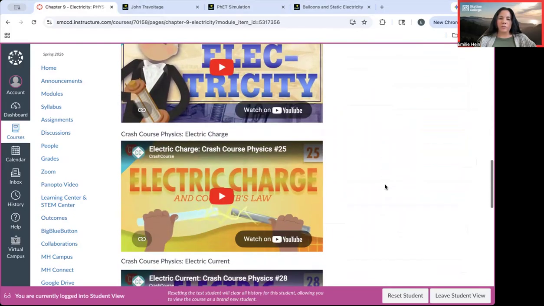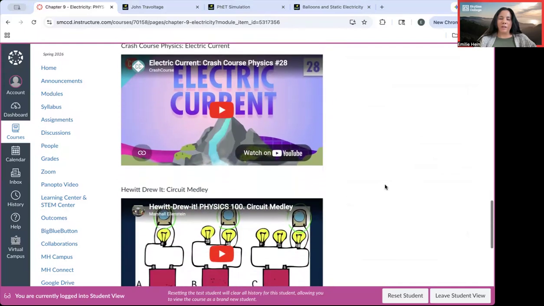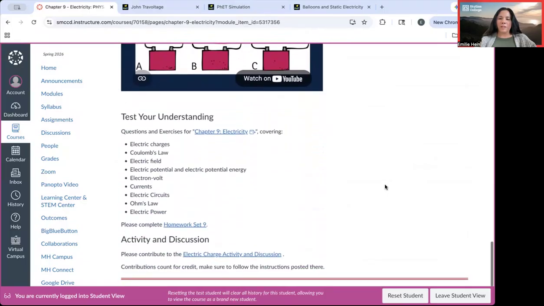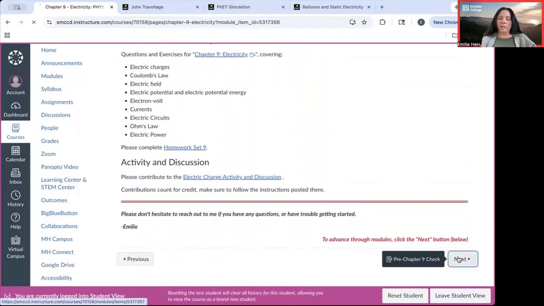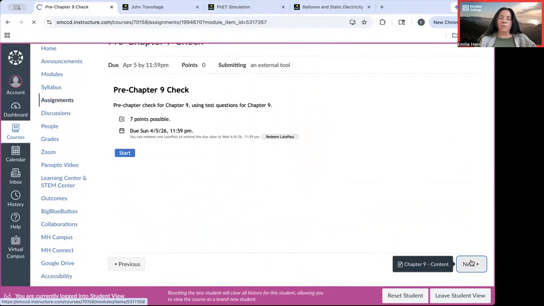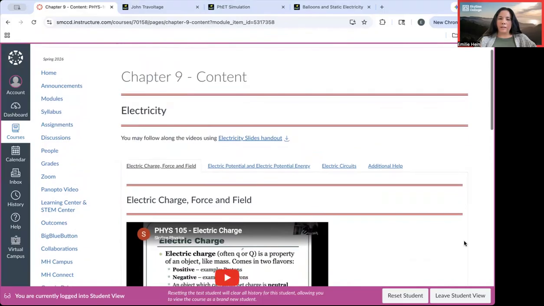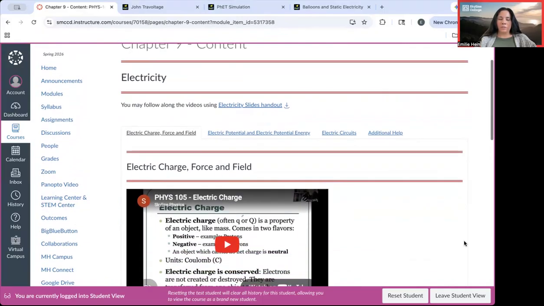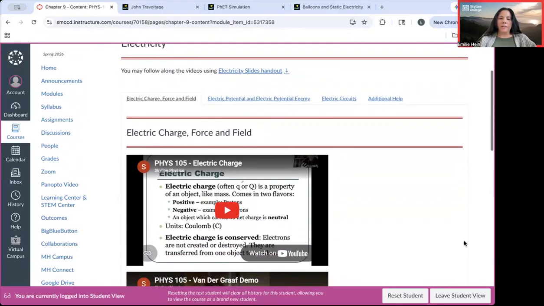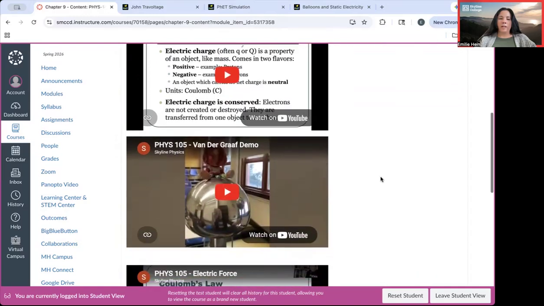And so in terms of structure, you're very well used to how things are organized in this course by now. So lots of different videos to guide you here. Then we go into the pre-chapter check. So I'm going to skip over that. You can also skip over if you want. Again, this is not something that's for credit. And then here we have our lecture videos. So you can see that the first tab is focusing on electric charge, electric force, and electric field. So that's what I had just mentioned.